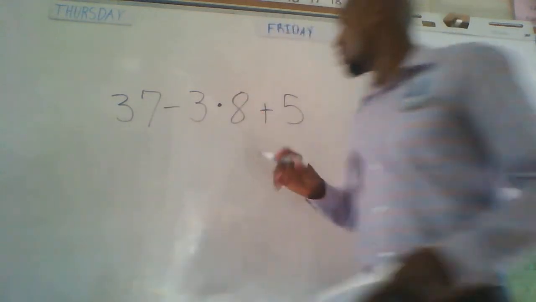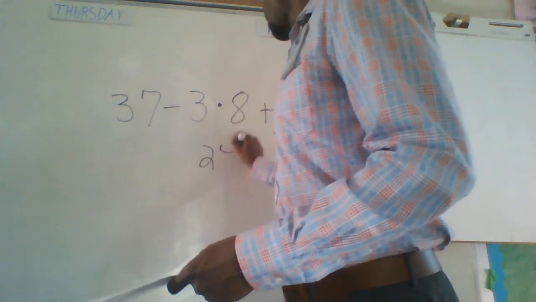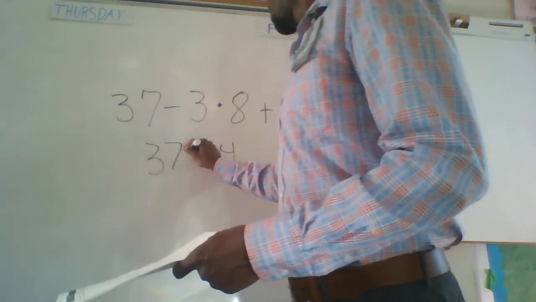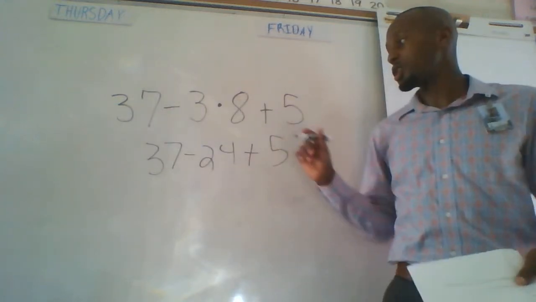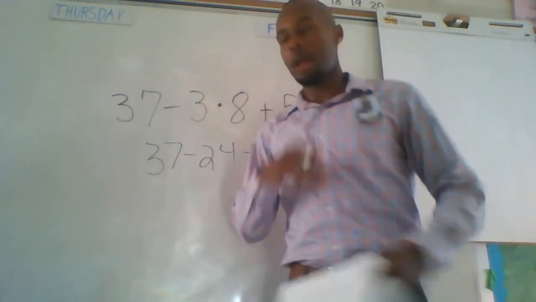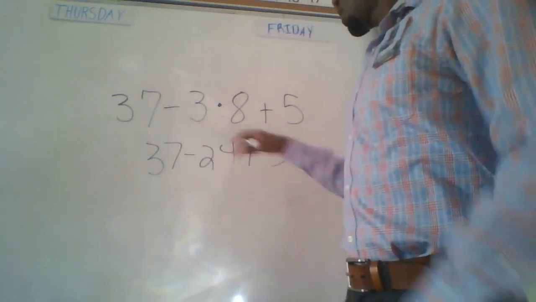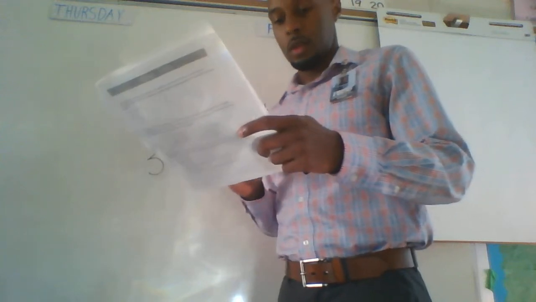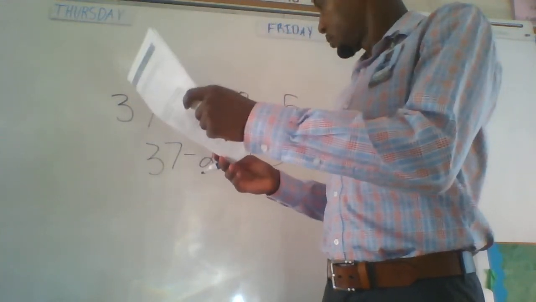All right, so we start off with our multiplication. 3 times 8 is 24. Okay, now we have addition and subtraction. We actually have subtraction and addition. Do we go from left to right or do we do addition first? Left to right. There we go. 37 minus 24 is 13. 13 plus 5 is 18. So our answer is B.